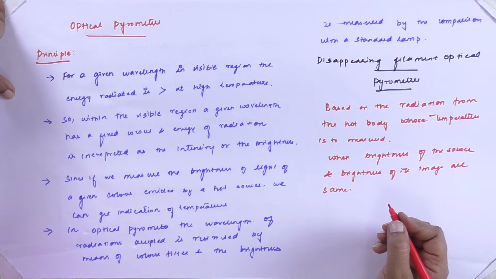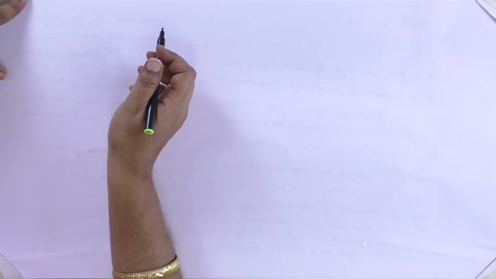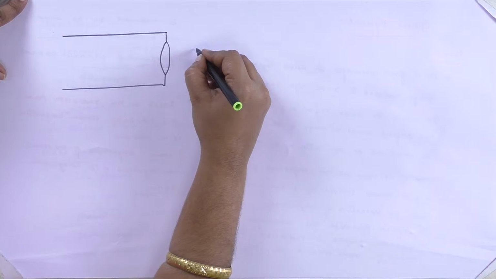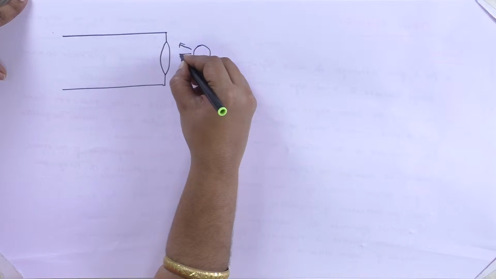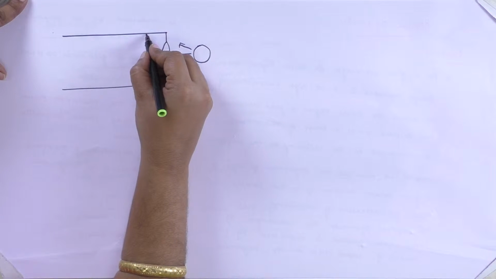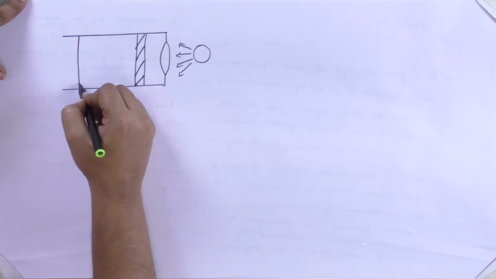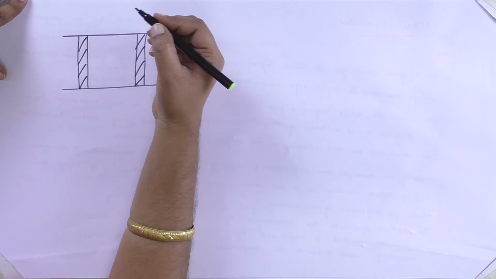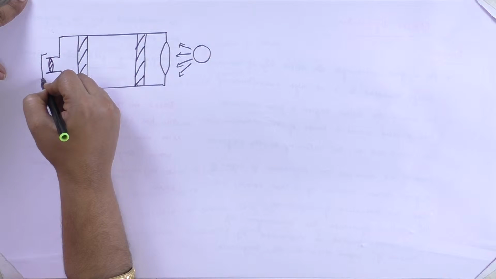So in the disappearing filament optical pyrometer, we measure the radiation from the hot body whose temperature is to be measured. It has an objective lens placed in front of the heated source, and in front of the objective lens we have an absorption screen, and a color filter is used on the other side. We get the image of the lens here, and a glass piece is used.